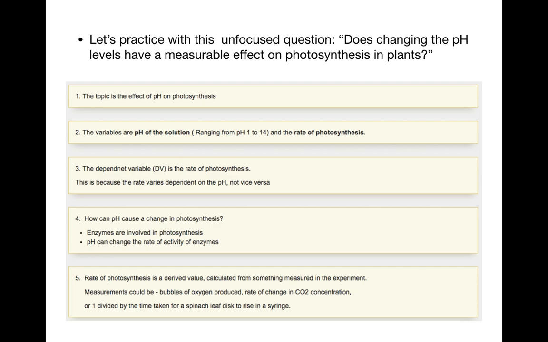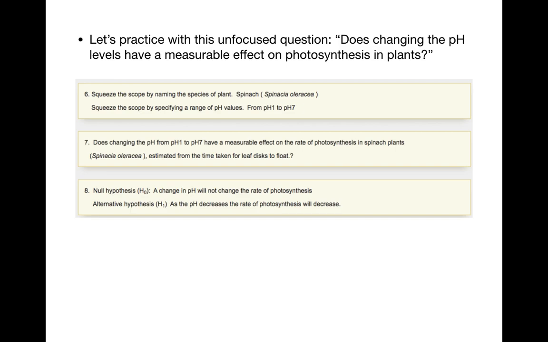Okay, the fifth step is a derived value. Photosynthesis rate is a derived value, so it has to be numerical somehow, and we calculate it from something measured in the experiment. So your choices could be bubbles of oxygen produced, the rate of change in carbon dioxide concentration, or you could take 1 divided by the time taken for a spinach leaf disc to rise. There's an experiment for photosynthesis where you have little discs of leaves and they rise as they lose O2, which makes them kind of float. So that could also be one you could do. But you need to pick how you're going to actually measure this. It's something that's measurable, like photosynthesis. How will you measure it?